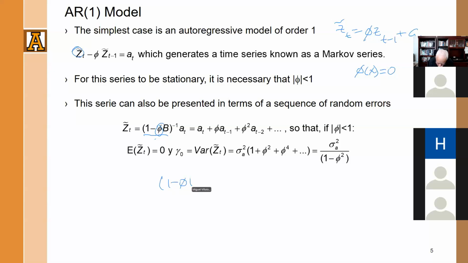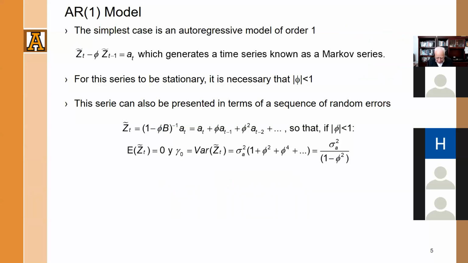(1 - phi B) inverse is going to be 1 plus phi B plus phi squared B squared. Remember, B is only an operator. It's not playing the role of a variable here. Times a_t. When I multiply that by a_t, I get a_t plus phi a_{t-1} plus phi squared, and now I have B squared, so it's a_{t-2} and so on.